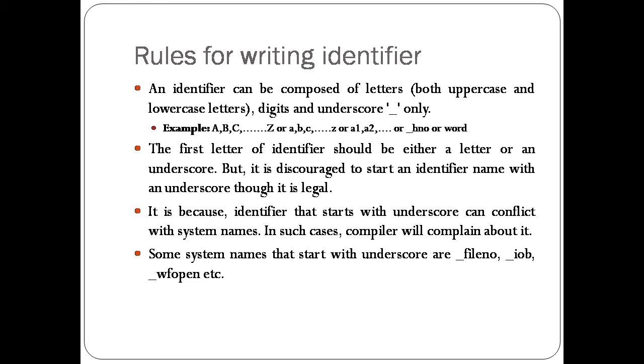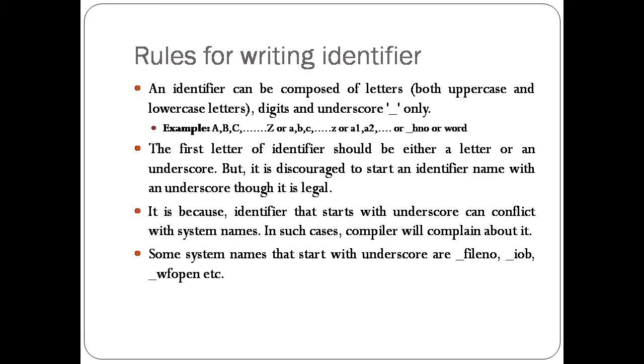Rules for writing an identifier. We can use alphabets, both capital and small letters, such as small a, small b, small c, capital A, capital B, capital C, and so on. We can use numbers in an identifier, but the first character must be an alphabet, such as A1, A2, C1, and so on. We can use an underscore, for example _hno, _e, and so on. The first letter of an identifier should be either a letter or an underscore.